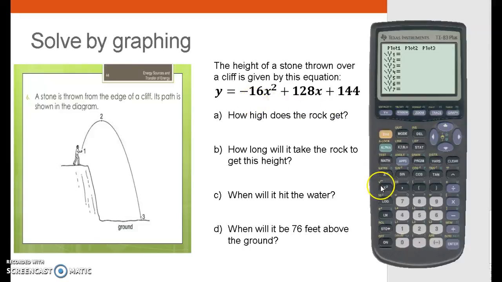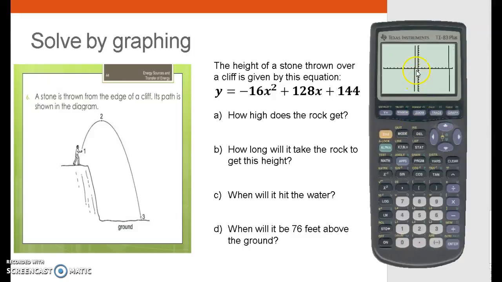into my calculator. It is negative. Now here's negative, it's not minus. It's negative 16x squared, and then plus 128x. This is x squared. Let me go back. Negative 16x squared plus 128x, and then plus 144. So I'm going to go ahead and graph this on my calculator now.